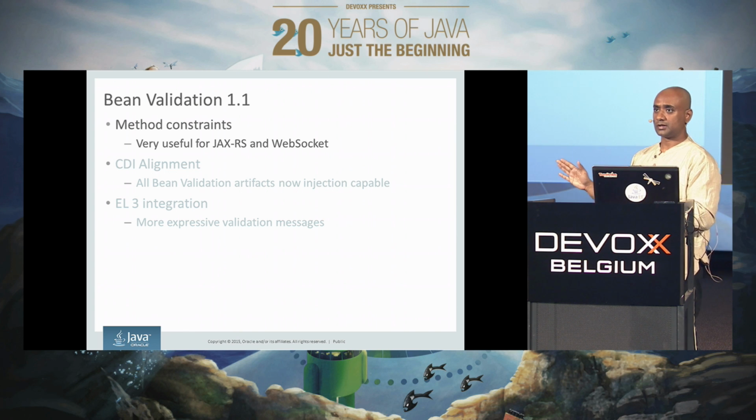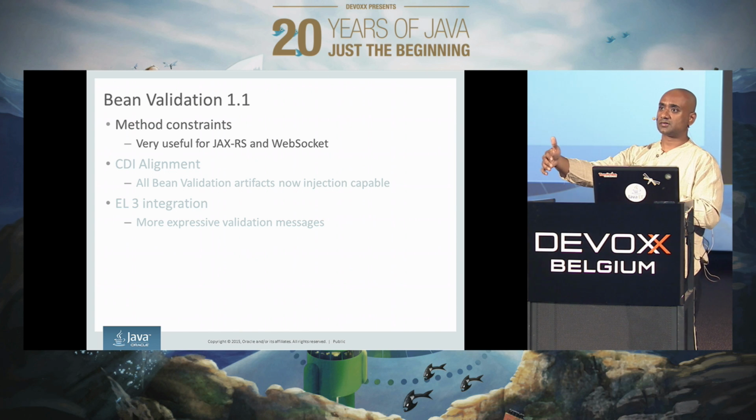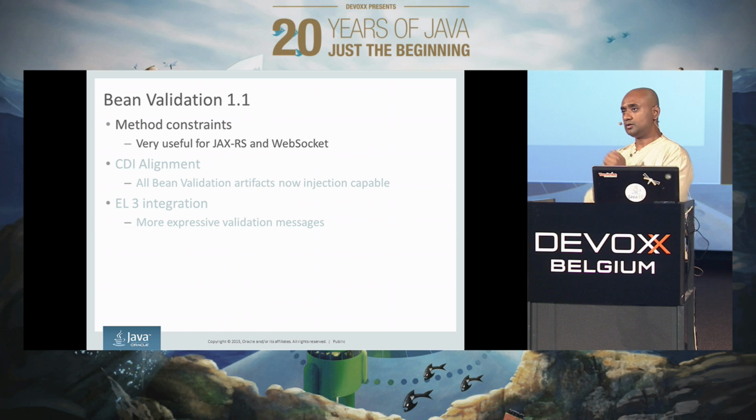All of the bean validation artifacts are now injection capable, which means you can use the @Inject annotation inside of custom constraints as one example. And you can also inject custom constraints elsewhere into your application as well using the @Inject annotation.